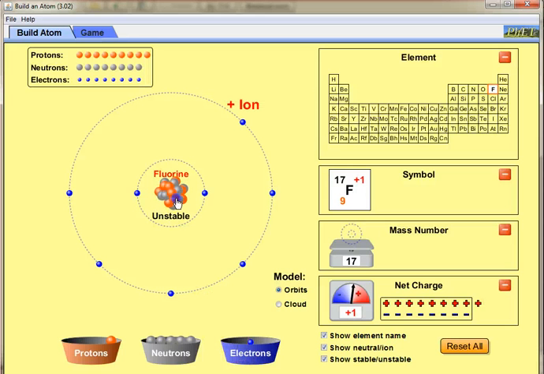Next element is, again, you see that it goes to fluorine. We need to stabilize it. Not stable. We need another one, and fluorine is stable. Okay. 19 is the mass number for fluorine. So now you just need to add one more. There is only space for one more electron there.